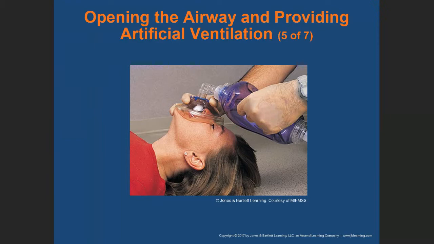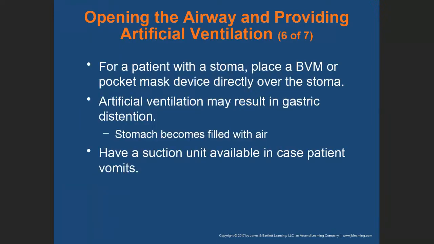You want a flow rate of 15 liters per minute. Once airway adjuncts are available, airway adjuncts should be utilized. So if you have the airway adjunct, use the airway adjunct. For a patient with a stoma, place a BVM or pocket mask device directly over the stoma. Artificial ventilations may result in gastric distension, meaning the stomach becomes filled with air.